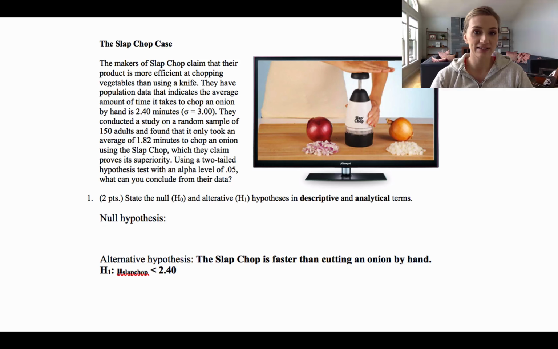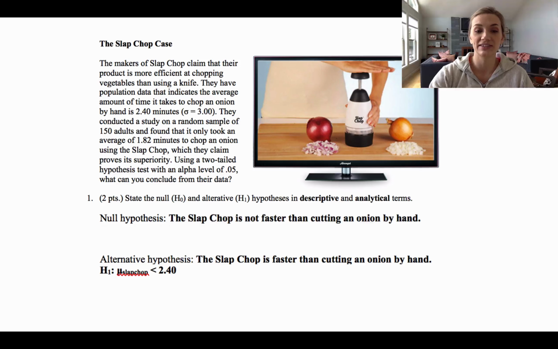So the way to phrase this to be mutually exclusive is to say the Slapchop is not faster than cutting an onion by hand. Notice these are mutually exclusive. Either the Slapchop will be faster or it will not be faster. There's no other way that the world could fall. It's going to be in one of these two states of affairs. So the Slapchop is not faster than cutting an onion by hand is the null hypothesis written out in descriptive terms.